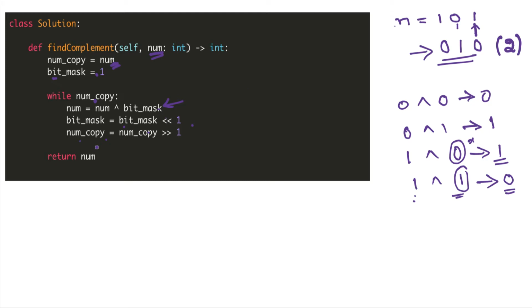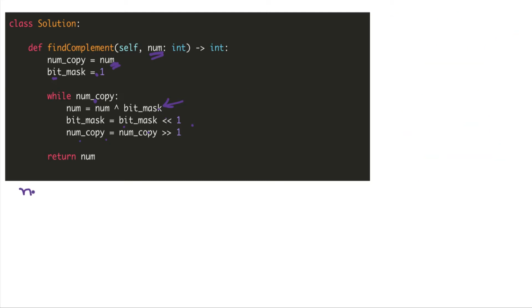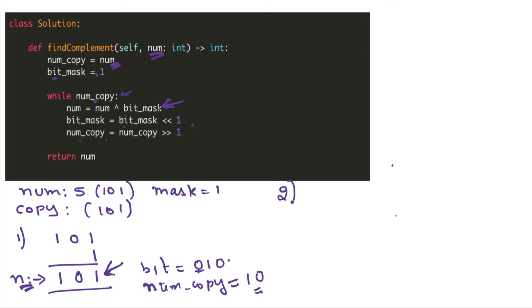We'll go through this with an example. The input they have given us is num, 5, that is nothing but 101, and we make a copy which is also 101, and then we iterate this. In the first iteration, the bit mask is set to 1. In the second iteration, we have the num value as 101, and we do a bit mask operation. We do an XOR operation with the bit mask. The bit mask is 010, and only the value where we have 1 will be flipped. So this value 0 will be flipped to 1, and the remaining will remain as it is.